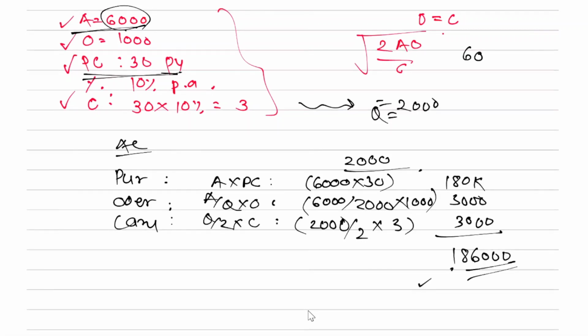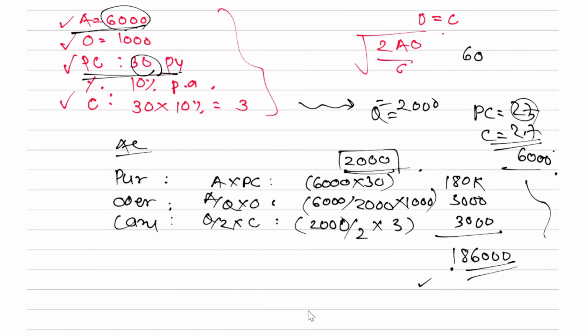Purchase, ordering, carrying. Let us say the supplier has given me one offer and changed what he is saying: don't buy 2,000 at a time, buy a little more. He said buy all 6,000 at one time. What will I give you? Discount. You are buying at 30, right? I will give you 10% discount. So 30 minus 10% is 27. If there is a change in PC, C will also change. What is your revised C now? 27 into 10%. Earlier it was 30 into 10%, now it is 2.7.